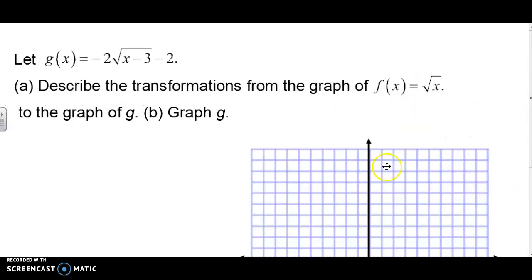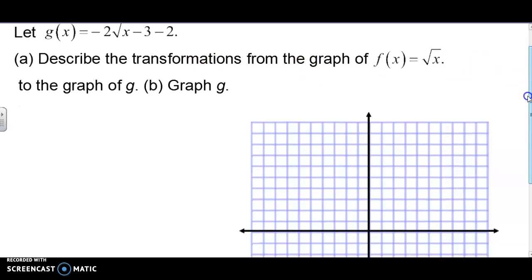Alright, for our next one here, we have let g of x equals -2 root x minus 3 minus 2. Describe the transformations from the graph of f of x equals square root of x to the graph of g, and then graph g. So, why don't you guys give this a try, describe all the transformations, press pause, and when you're ready, press play, and we'll go over it together.